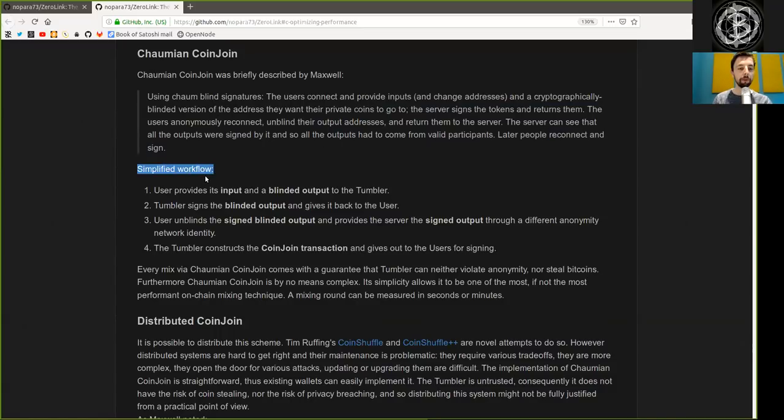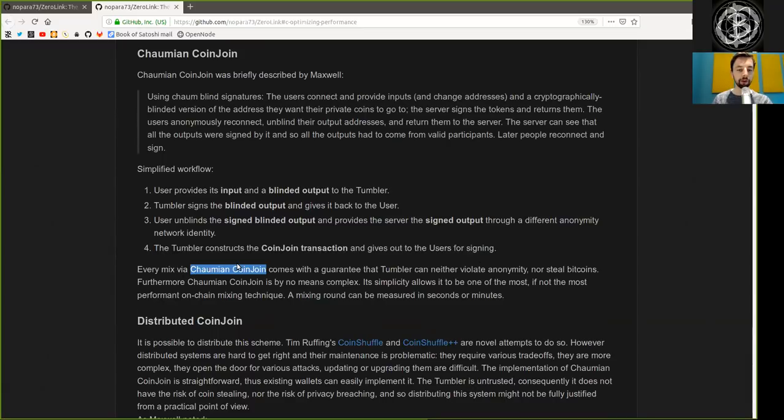The simplified workflow: the user provides its input and blinded output to the tumbler. The tumbler signs the blinded output and gives it back to the user. The user unblinds the signed blinded output and provides the server the signed output through a different anonymity network identity. The tumbler constructs the CoinJoin transaction and gives it to the user for signing.